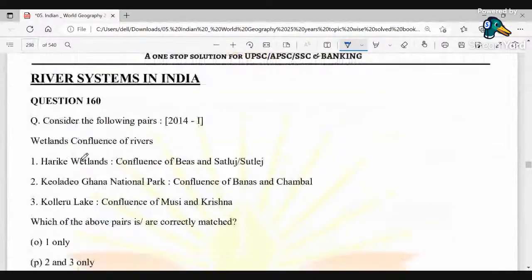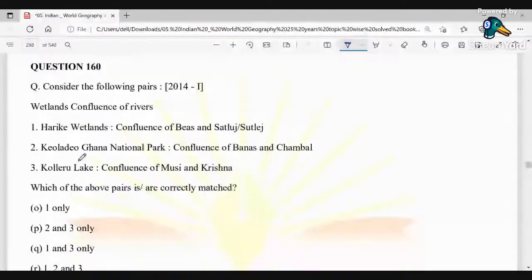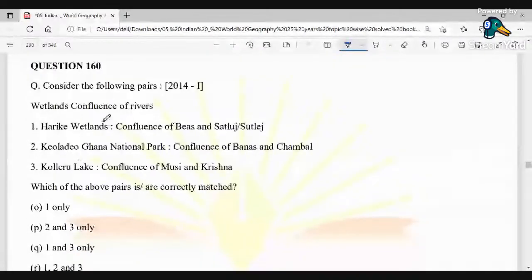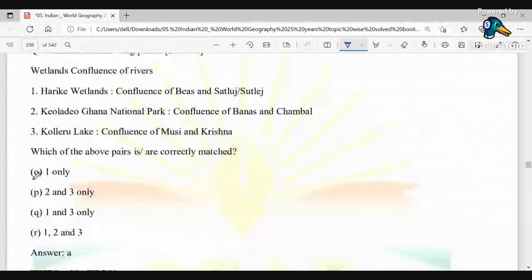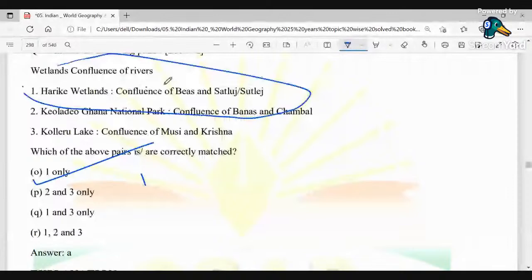Okay. Next, question number 160. Consider the following pairs: wetlands and confluence of rivers: Harike Islands, Keoladeo Ghana National Park, Koleru Lake. Which of the following statements are correctly matched? So here the correct option is A. That is one only. Okay. So here Harike is the confluence of Beas and Satluj.